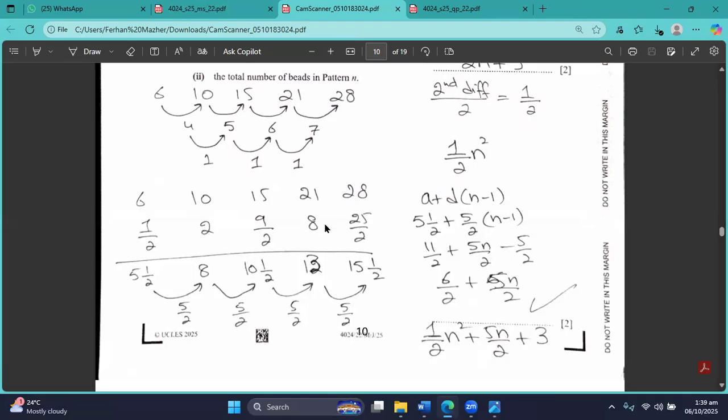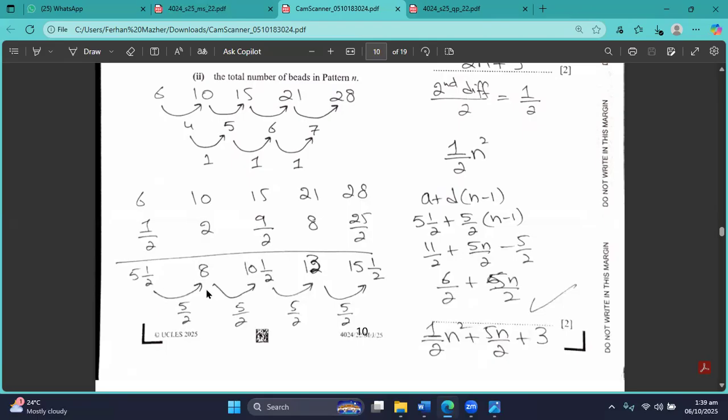Then from this, I subtract this. So 6 minus 1 by 2, that's 5 whole 1 by 2. 10 minus 2, that's 8. 15 minus 9 by 2, you get 10 whole 1 by 2. 21 minus 8, you get 13. 28 minus 25 by 2, you get this. Then I find the nth term for this sequence.